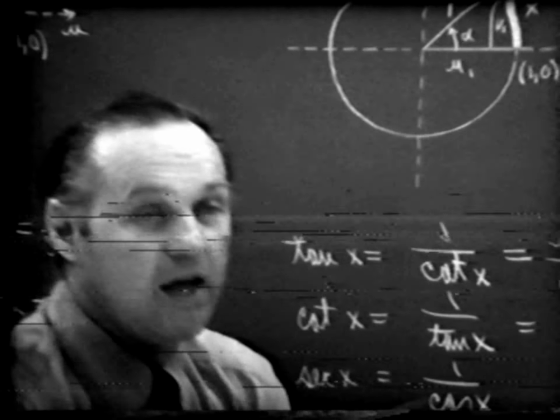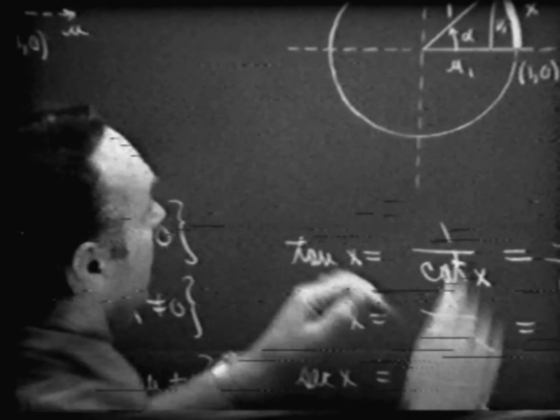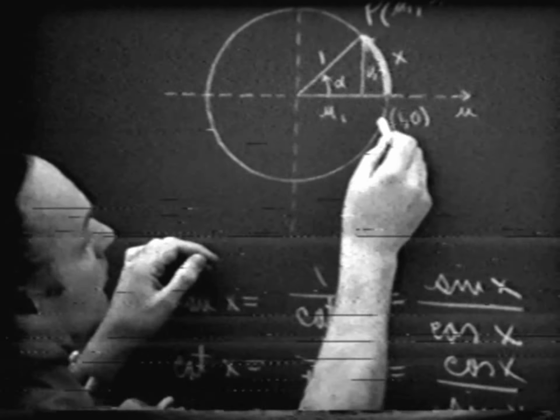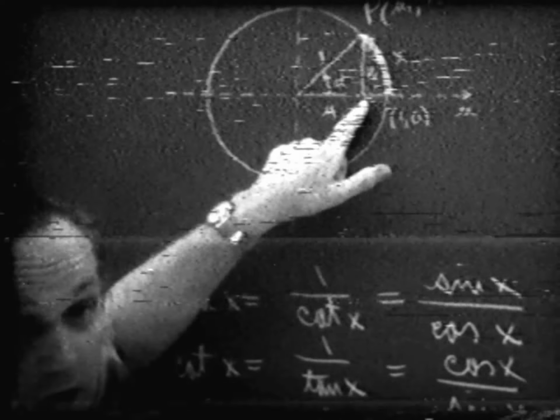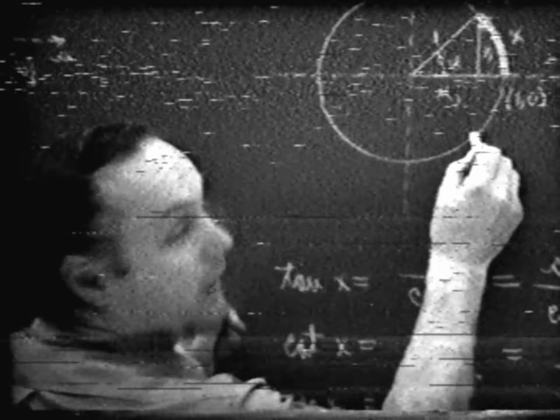Therefore, what can you say about the tangent of pi over 2? It's undefined. All right? Now, if we were to continue in a negative direction, suppose x were a negative number, v sub 1 would be negative, and u sub 1 would still be positive. Therefore, what can you say about the tangent value? It's negative.